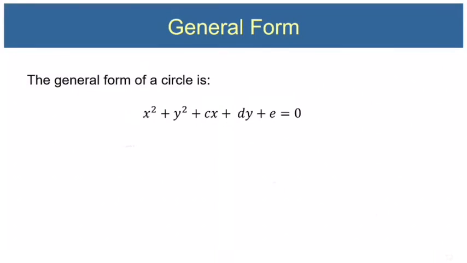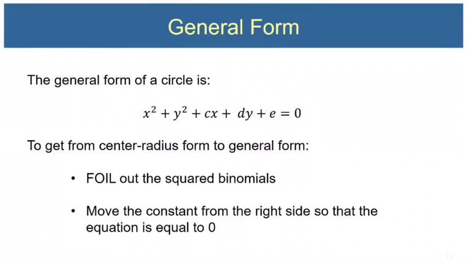Now we need to look at the general form of the circle. In general form, basically the binomials have been multiplied out. So we'll have an x squared and a y squared, and an x term and a y term and a constant, and then the right side will be 0. This is called general form. To get from center radius form to general form, all you need to do is FOIL out the squared binomials and move the constant from the right side over to the left so that the right side is 0. Let's try one together.